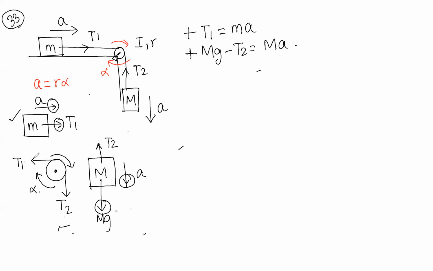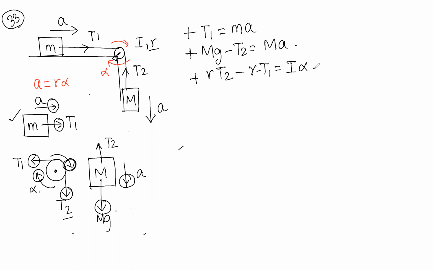And for the third one, T1 is opposite to the direction of motion, and T2 is in the same direction as the motion. Like this is T2 and that is the direction of motion. So T2 is in the same direction of motion. So you will write what? Plus R into T2. The radius of the pulley is R. The force is T2. So plus R T2 minus R T1 is equal to I into alpha.